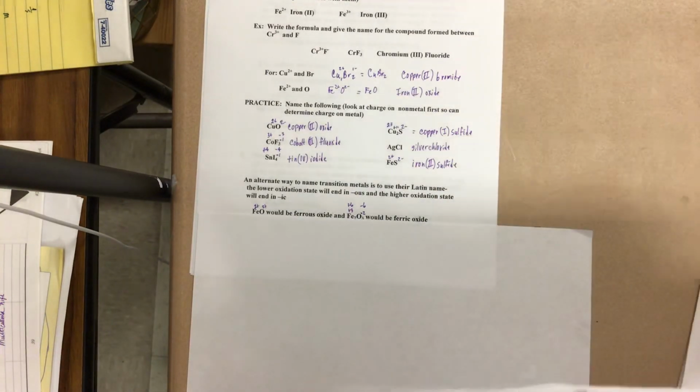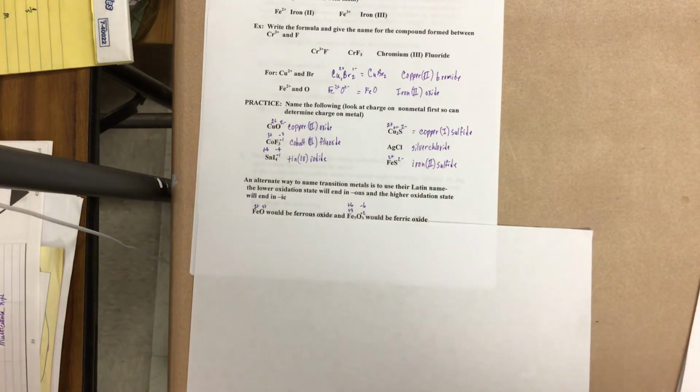All right, so now that should give you enough information that you can do set 2, ionic compounds with variable charges. Thank you.